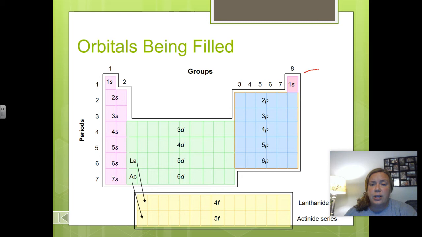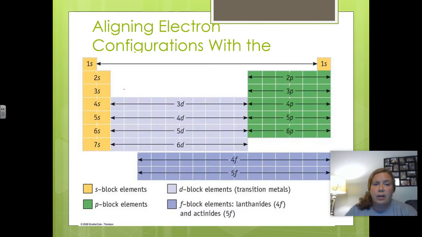One thing I want you to notice is that helium over here is actually part of the S block. So we're going to pretend it's kind of in this spot right here whenever we do electron configuration. Now, when we align electrons with the configuration, we have 1S, and again, that helium we're going to pretend is an S orbital. 2S, notice what we're going to do is basically follow our periods: 1, 2, 3, 4, 5, 6, 7.